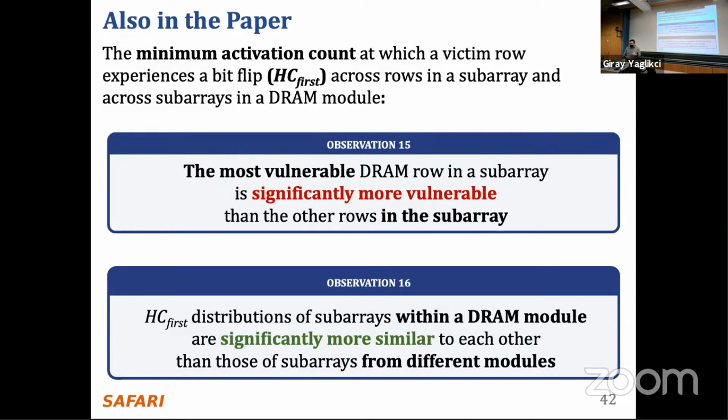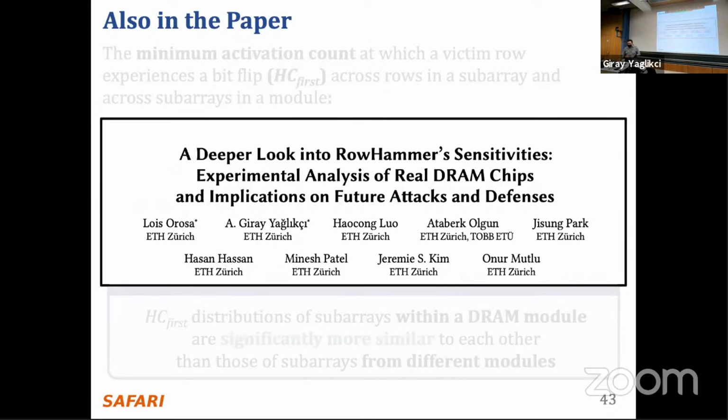So it really seems like you can get an idea about a DRAM module's characteristics by looking at a subarray. But I'm not going to cover that analysis in this presentation, but you can refer to the paper, and you can always come talk to me or other co-authors as well.